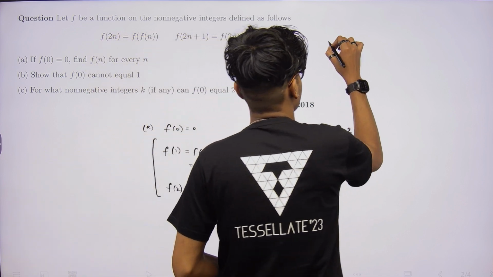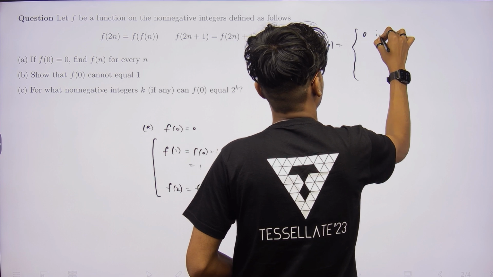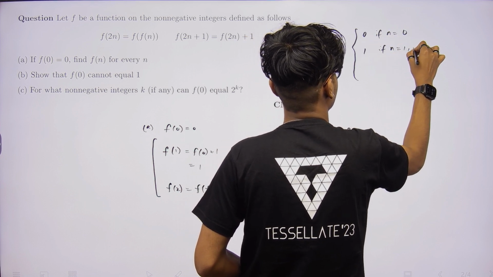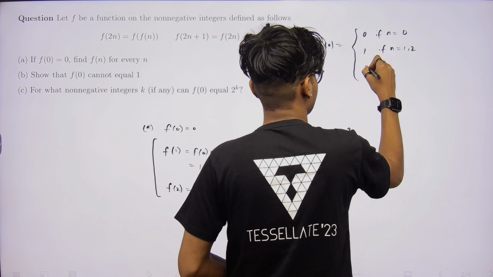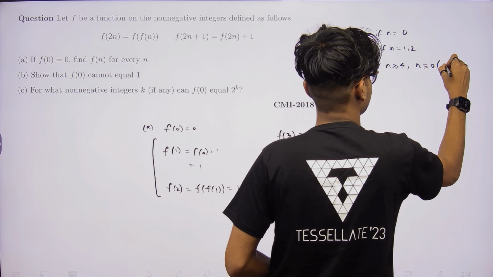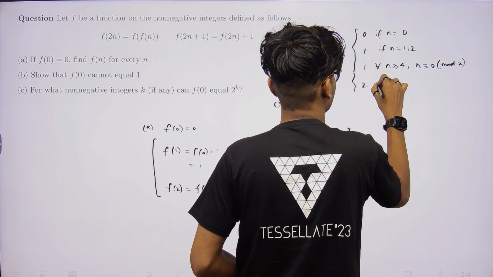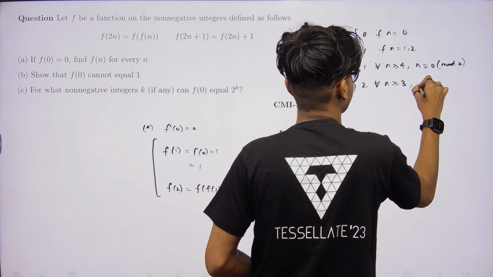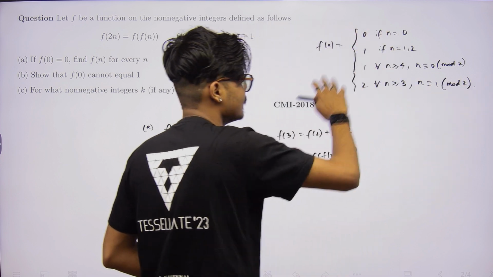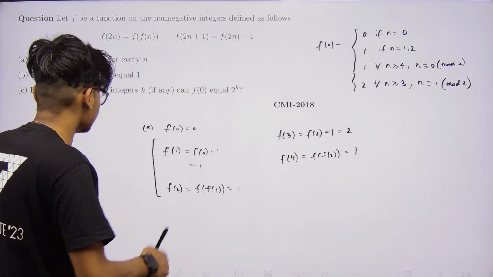So your function can be summarized as follows. f of n is 0 if n is 0, it's 1 if n is equal to 1 or 2, it's going to be 1 for every n greater than or equal to 4 where n is even, and it's going to be 2 for every n greater than or equal to 3 where n is odd. So this is the final value of f, given that f of 0 is 0. So that solves the first part.